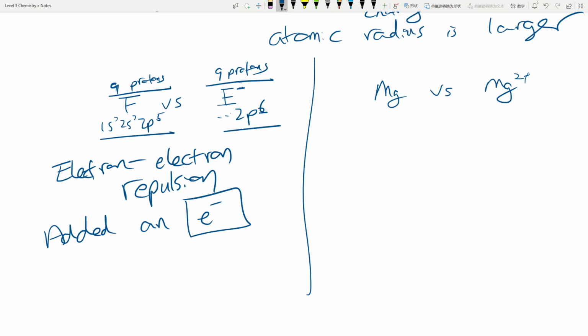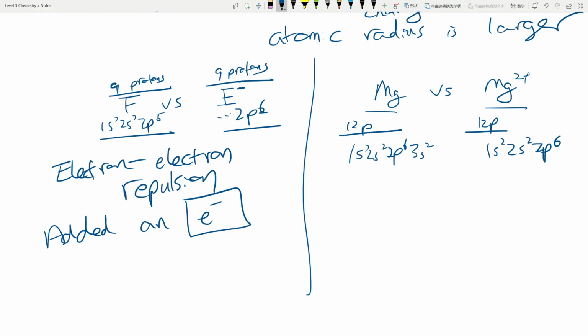Whereas if you look at the positive ion, the magnesium atom versus Mg2+, this is again 12 protons, so the number of protons is the same. The atom is 1s2, 2s2, 2p6, 3s2. This is 1s2, 2s2, 2p6, because you lost 2 electrons. Mg2+ lost 2 electrons, so the number of protons is still the same, and the force of attraction from the nucleus is still the same.